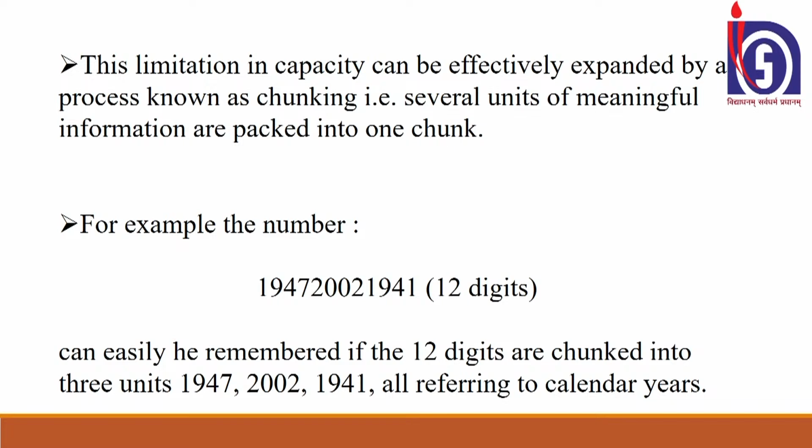So here what you can do is break this number into years, into 4, 4, 4, and here you have 3 chunks of 4 numbers each. So you can remember it in terms of 1947, 2002, 1941, and all 3 numbers can be remembered as calendar years. So you can remember a 12 digit number by breaking it into chunks of 4, or you can do the same thing with other information that is available to you.